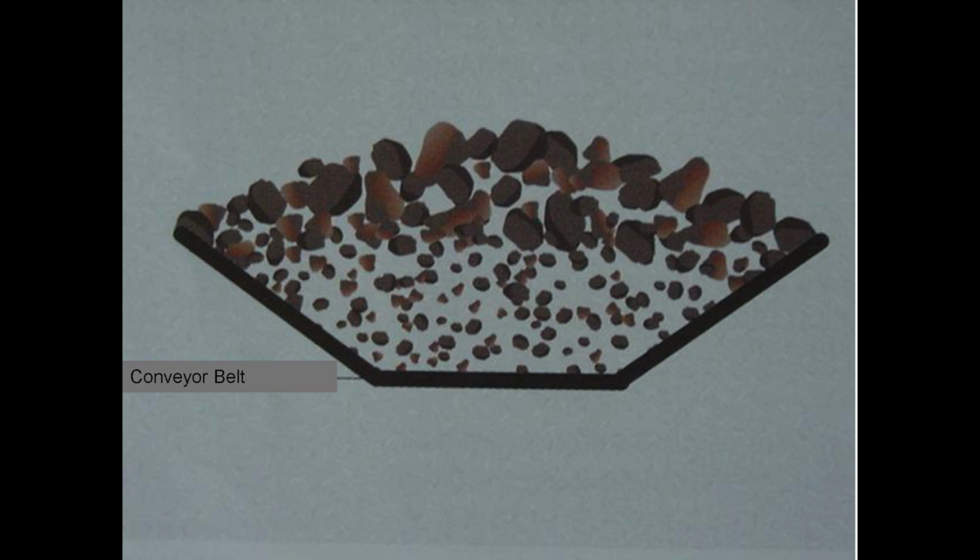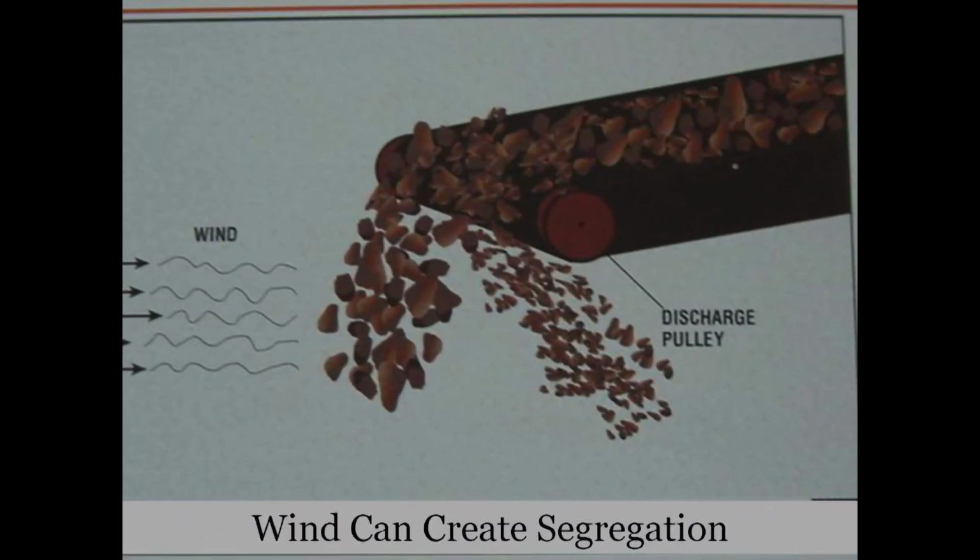So we know this. We know this happens. It's part of the mechanics of bringing rock from one part of the plant to the other. It's going to occur. So we have to take steps to continually try and put it back together again.